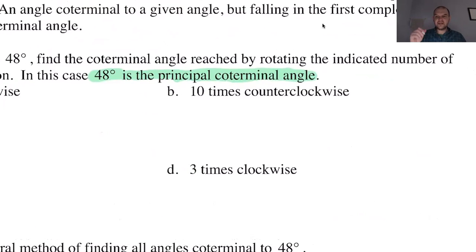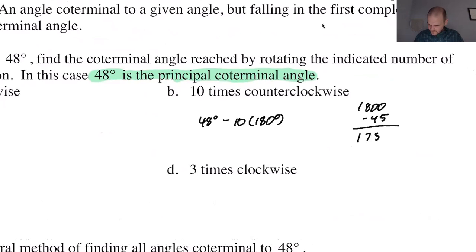All right, 10 times clockwise. Clockwise is a negative rotation, which means we're going to do 48 degrees and then minus 10 times 180. So that's 1800. And if I subtract 45, that's going to be 1755. It's usually easier to just guess those than it is to actually do the work on them. You know, it's up to you. But then I want the negative of that because I did the negative of the problem. So this will be negative 1755. We will check it on the calculator.